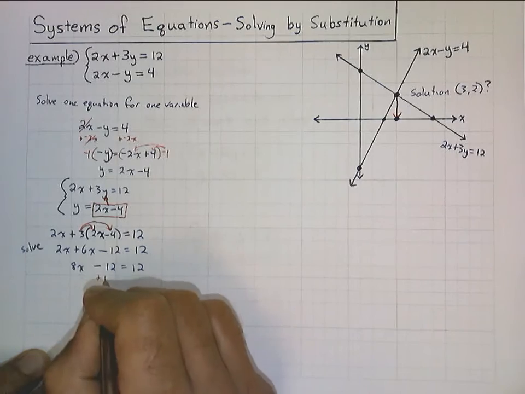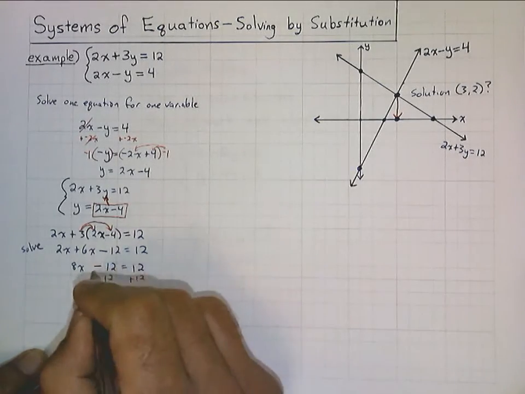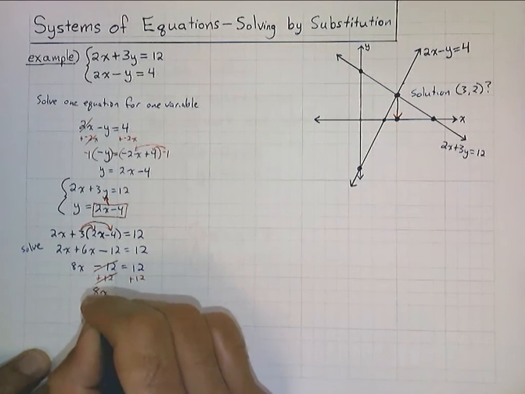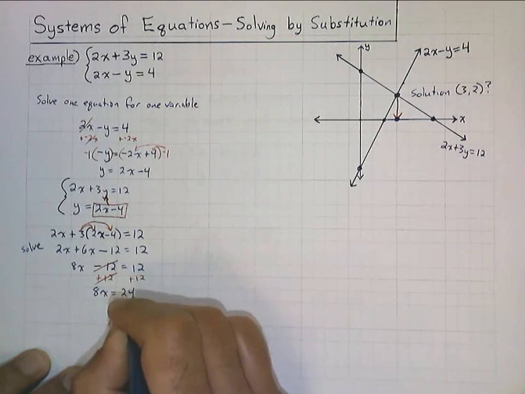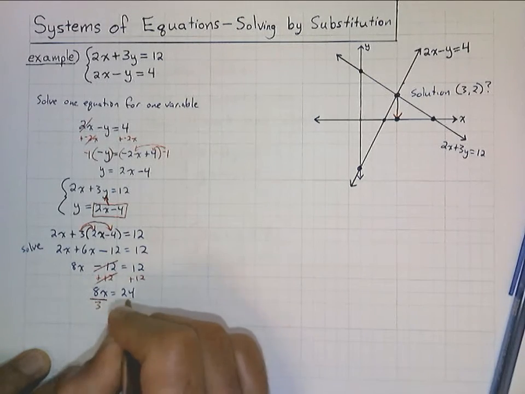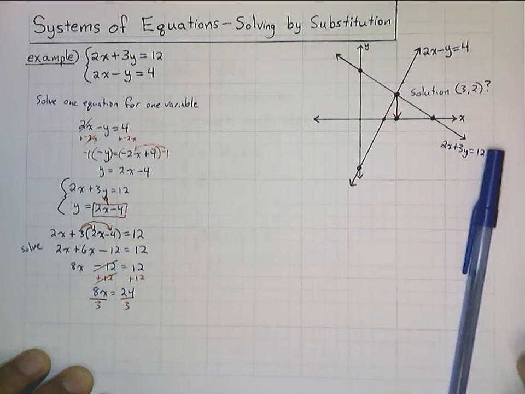Add 12 to both sides to get rid of this minus 12. And we have 8x is equal to 24. Then we divide by 3 on both sides. So we divide by 8 on both sides.